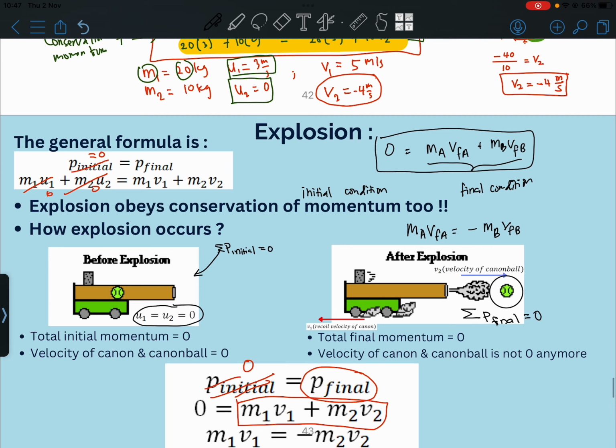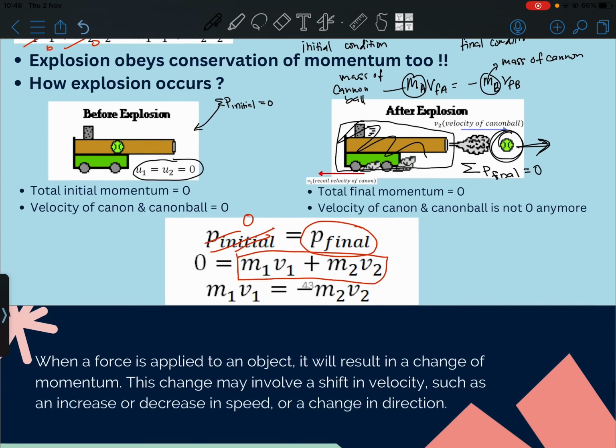We can rearrange: MA VFA equals minus MB VFB. In this case MA is for the cannonball and VFA is the final velocity of the cannonball as it is released from the cannon. MB is the mass of the cannon. So you need to differentiate. This big machine or weapon is the cannon, and this small thing coming out from the cannon is the cannonball.